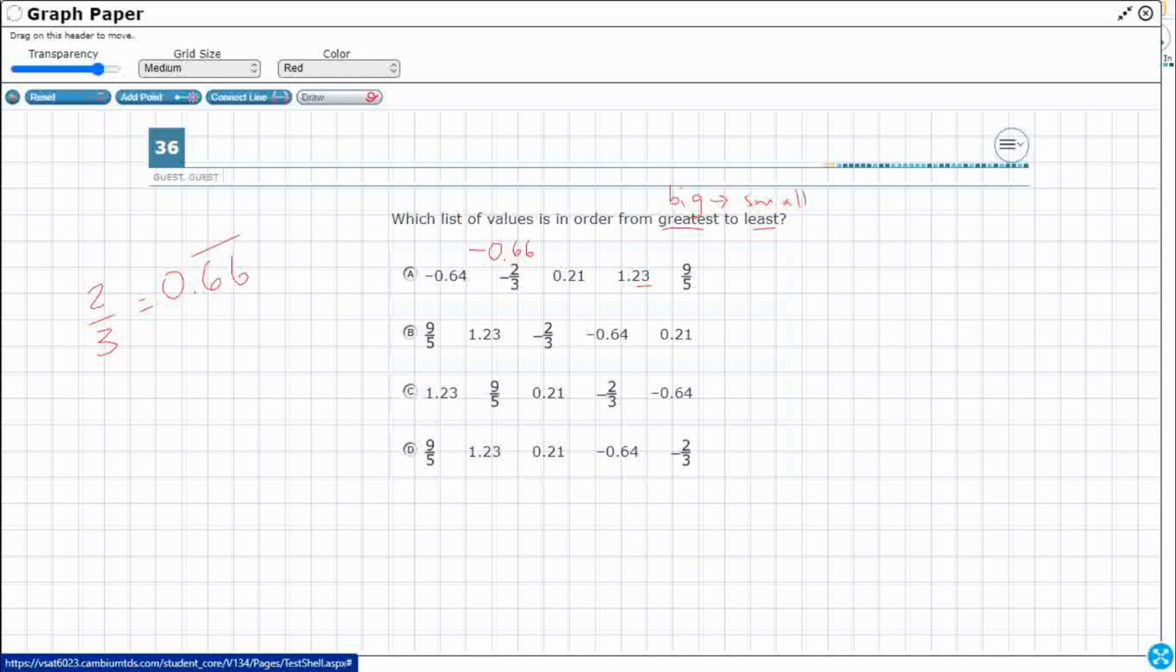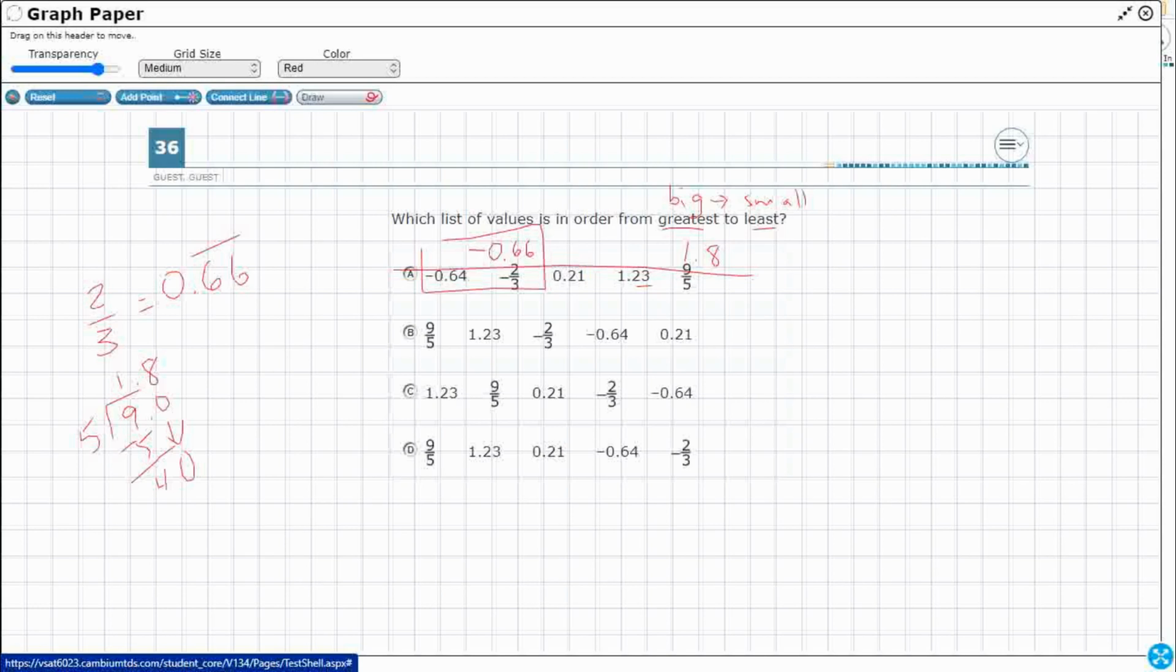And then I've got 9/5, okay? So 5 goes into 9 once. Okay, 1.8. All right, here's the problem, though. I did all that work. A is not even going to work for me. I need biggest to smallest. Look how it's starting with negatives. I'm not going to do that because I don't want to start with negatives, right?